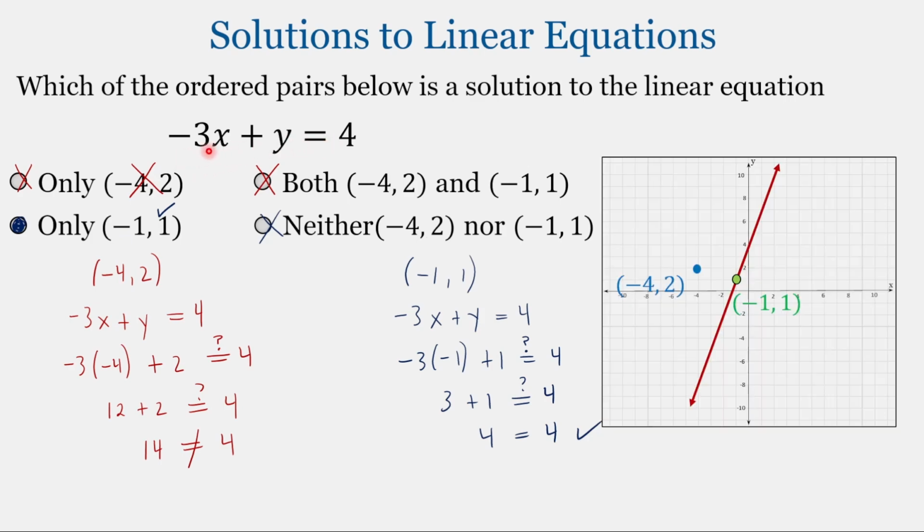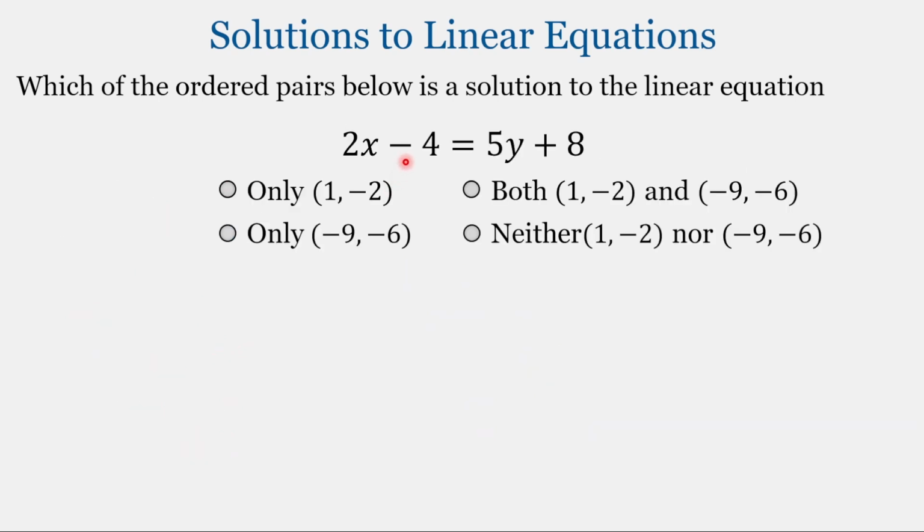So if we graph this equation, which we've done here, negative 1, 1 is on the line, but negative 4, 2 is not. So let's try one more.